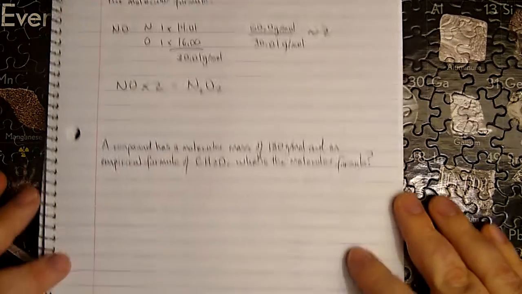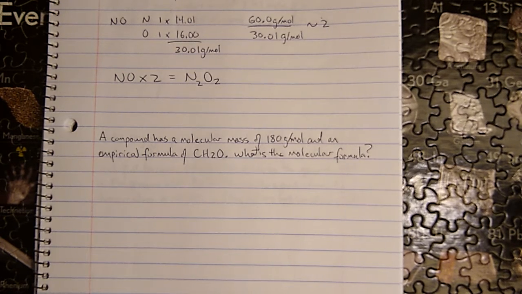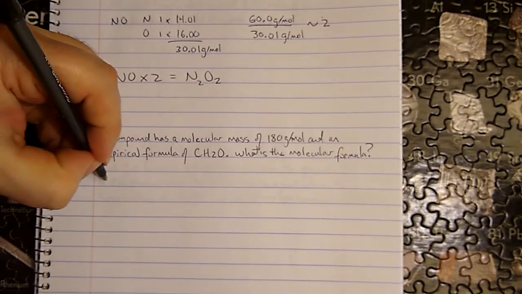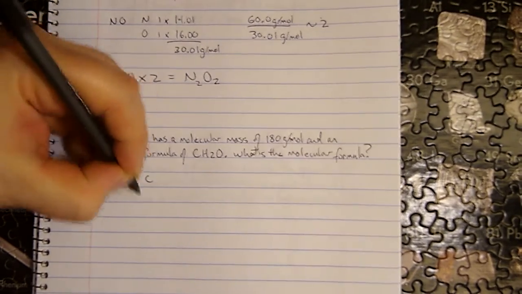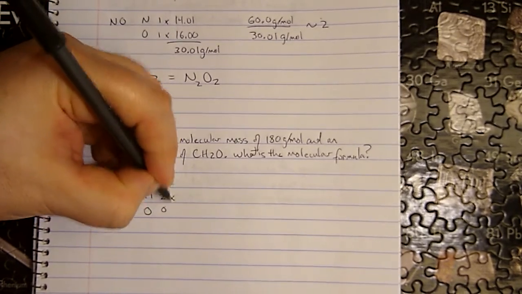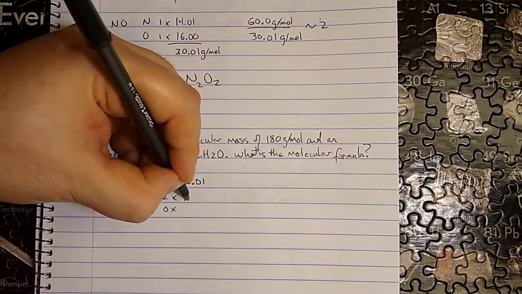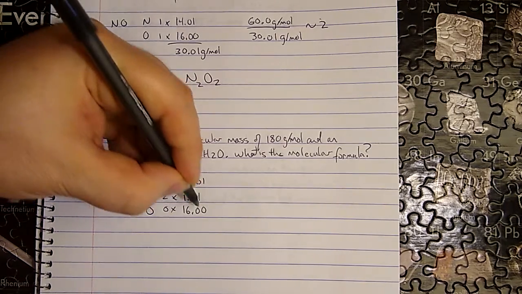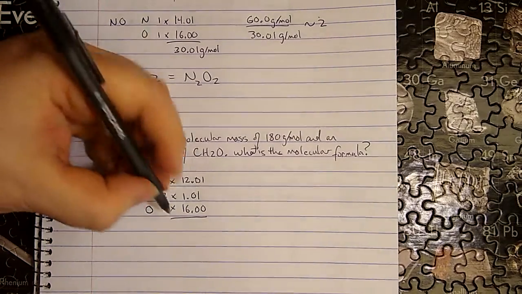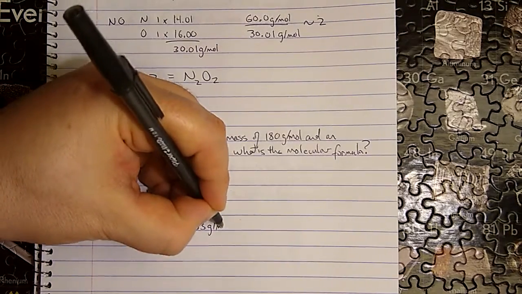Let's do one more example. A compound has a molecular mass of 180 grams per mole, and an empirical formula of CH2O. What is the molecular formula? So start off by finding the molar mass of my empirical formula. Once again, using numbers off the periodic table. Multiply them out, add them up, and we find that the empirical formula again has a mass of about 30 grams per mole.